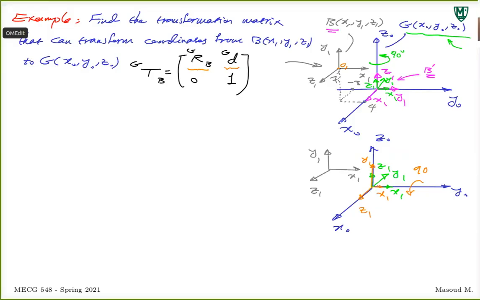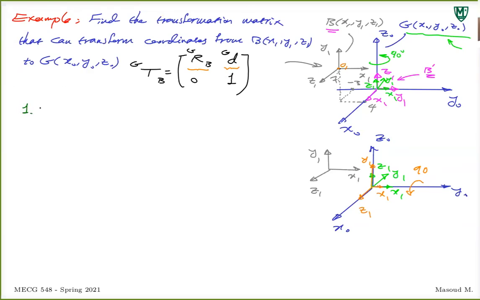Another rotation 90 degrees about y naught. Now, what happens is the orange coordinate frame, or the axes of that coordinate frame, are in the same direction as the gray coordinate frame. So I got the orientation right with two rotations. So here is what I did. If you want to think about this approach, here's what I did.